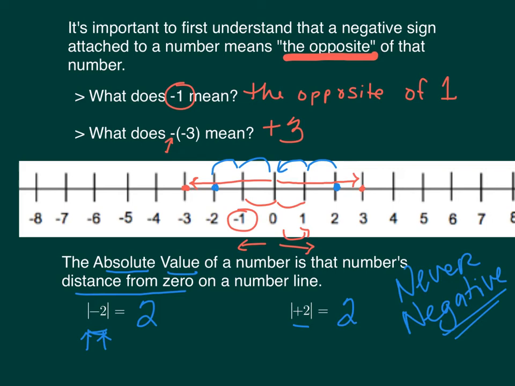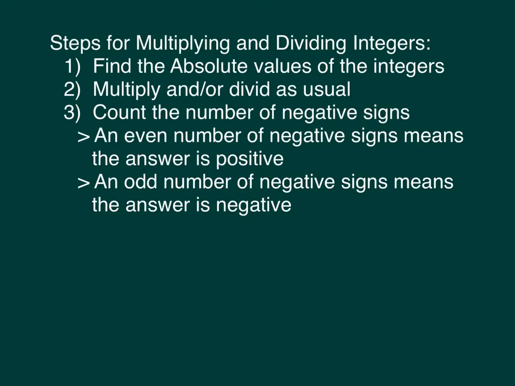Okay, so this slide has our steps for multiplying and dividing integers. Make sure you write down all these steps in your notebook. You're going to first find the absolute values of the integers, multiply and or divide as usual. Looks like Mrs. De Silva left an E out there. I'll put that right in there. That is an E, divide as usual. Count the number of negative signs, and then an even number of negative signs means that answer is positive. An odd number means it's negative.